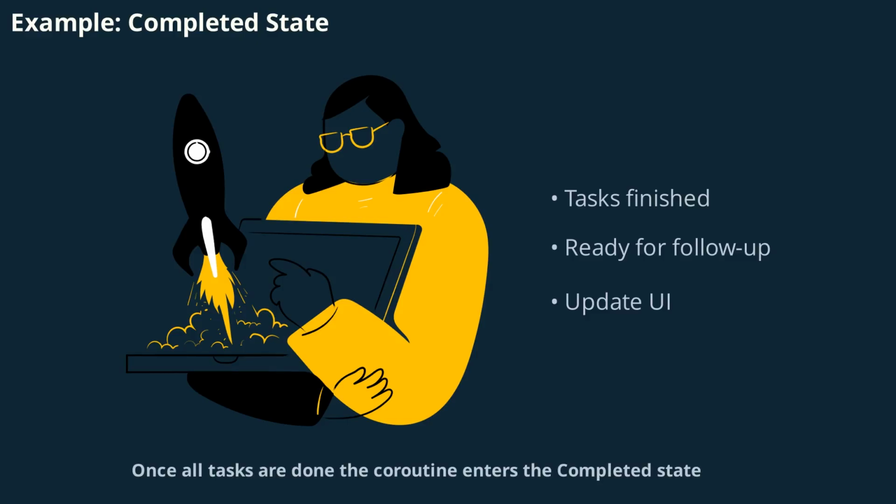Once all tasks are done, the coroutine enters the completed state. In this example, after the coroutine finishes its work, you can check its status and perform any necessary follow-up actions. This is a good time to update the UI or notify other components that the operation is finished.